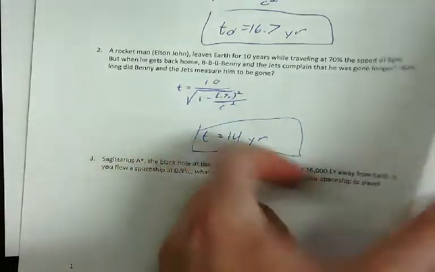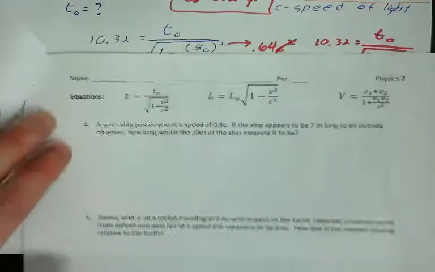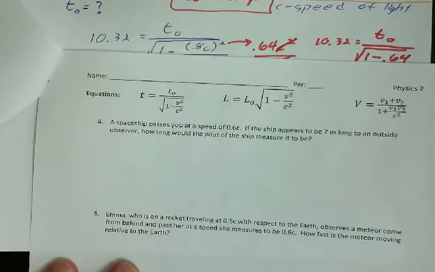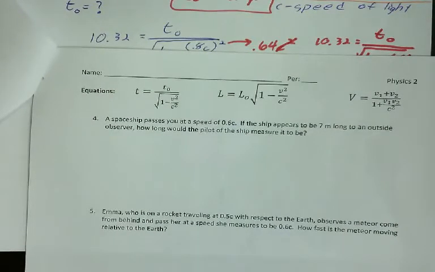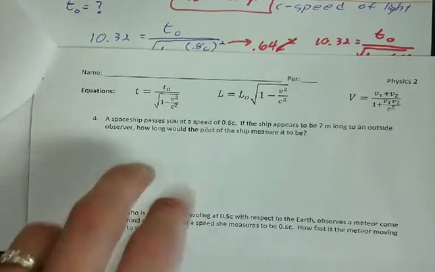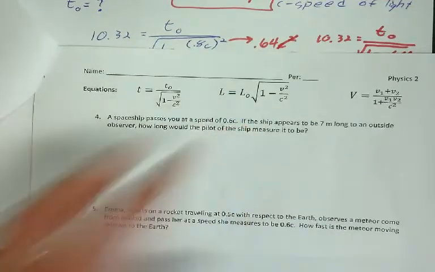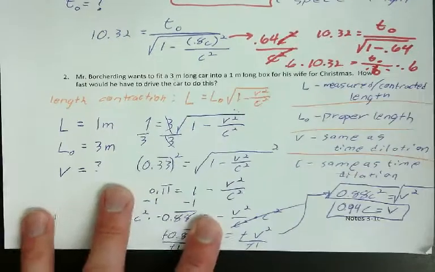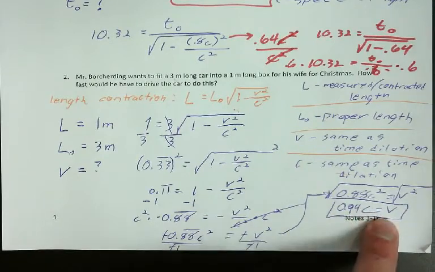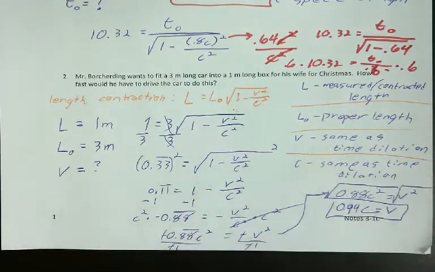And then number 4: a spaceship passes you at a speed of 0.6c. If the ship appears to be 7 meters long to an outside observer, how long would the pilot of the ship measure it to be? These are both back to the normal length contraction. The reason I showed you the example a little bit different is that I wanted you to see an example where you solve for v. You should be able to solve for v. You will see a question like that come up every now and then.